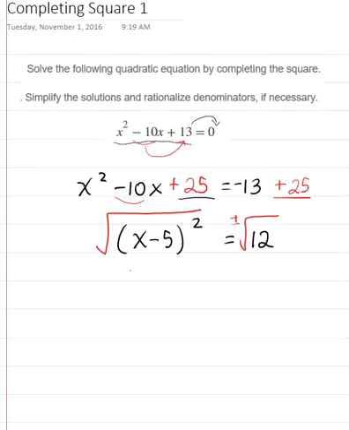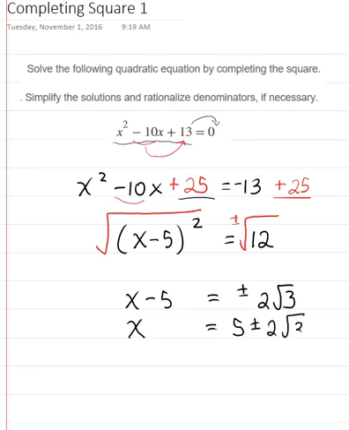The square root of x minus 5 squared is x minus 5. The square root of 12, if I were to simplify it, is 2 square roots of 3. Again, remembering my plus or minus sign. And then finally, getting x by itself, I want to add 5 to both sides. And I'm going to put the 5 in front of the plus or minus 2 square roots of 3. That is my answer.